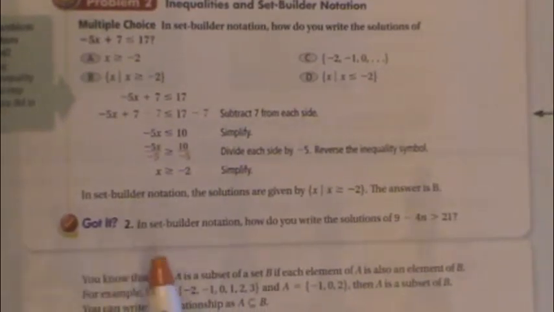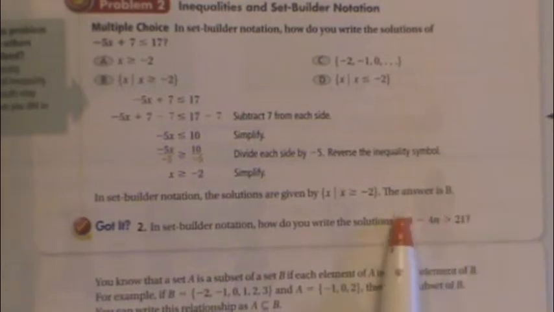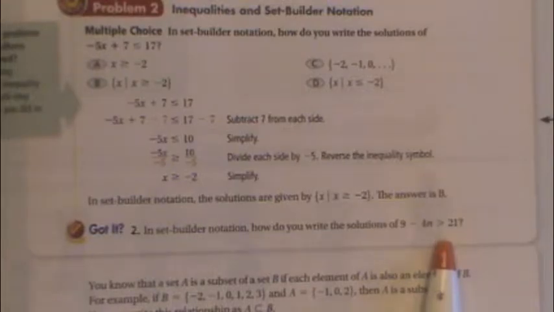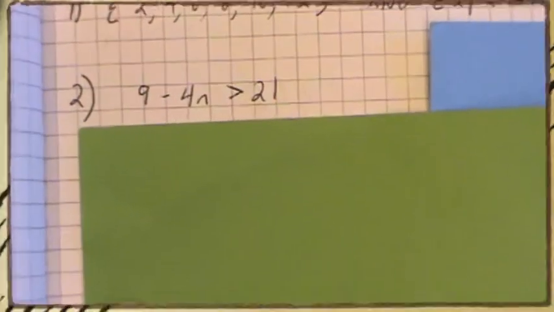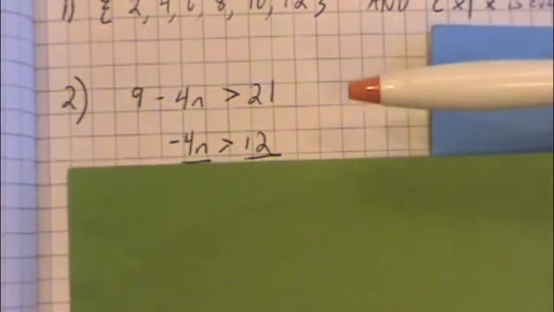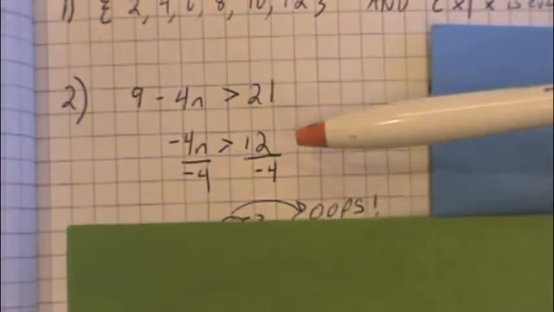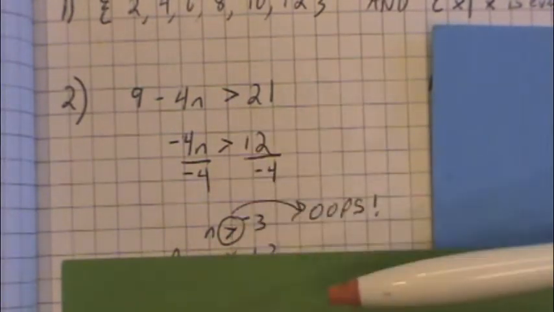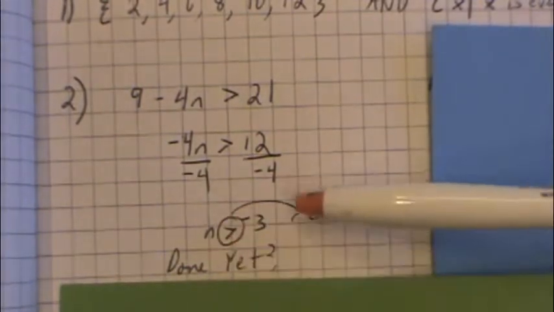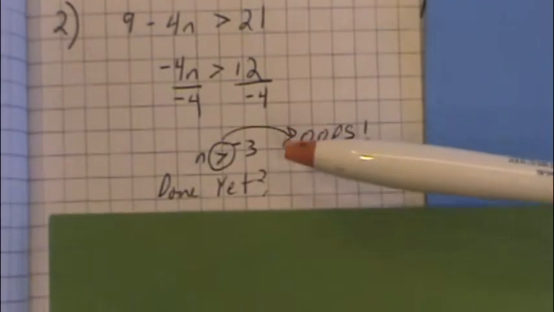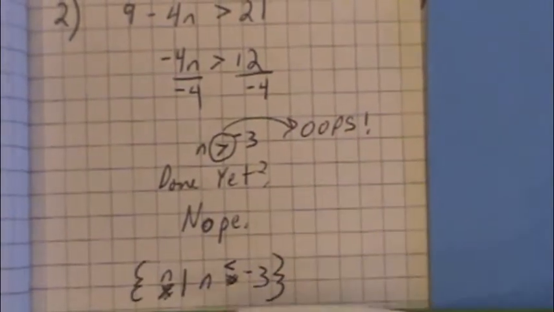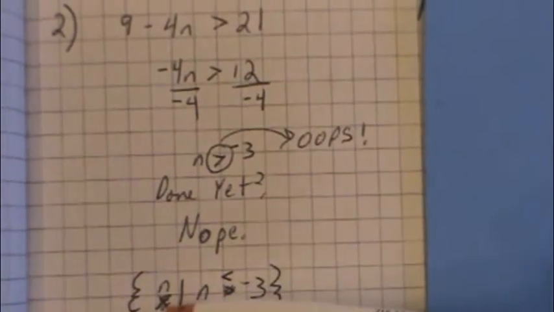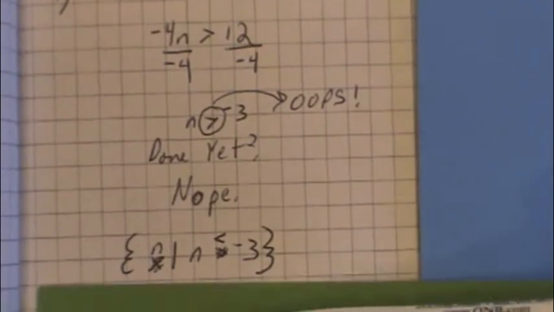All right, Got It. In set builder notation, how do you write the solutions of that? This is also going to be a 2-step problem. First you have to simplify it, then you have to put it in set builder notation. You give it a shot. Here is the problem they gave us. And I started to simplify. And look at what I forgot to do. I divided by -4, and I forgot to flip the sign. So I marked that right there. And you're not done. You need to put this in set builder notation. And I made 2 mistakes down here because not only did I forget to flip the sign, but then I decided we were using x's instead of n's. What a mess.